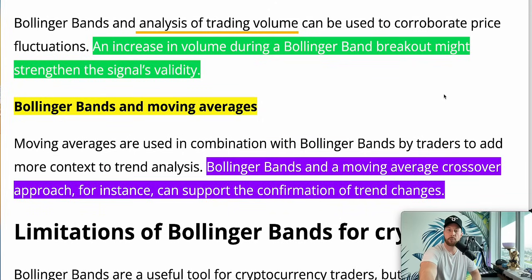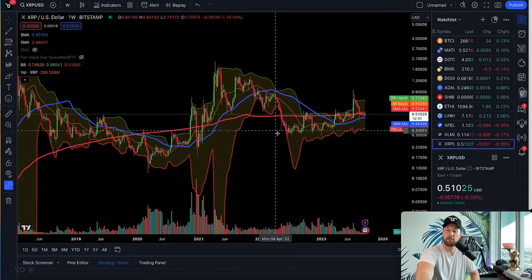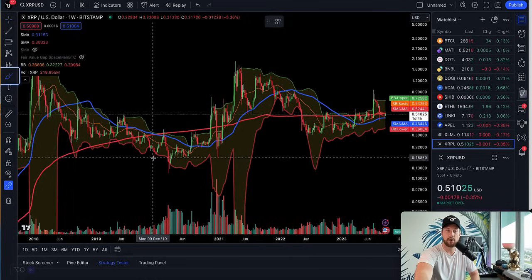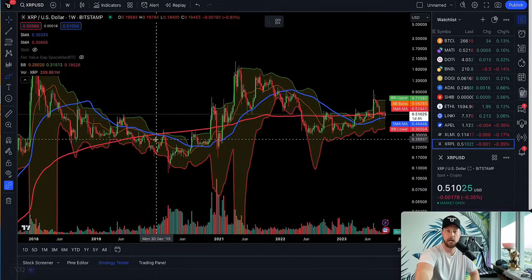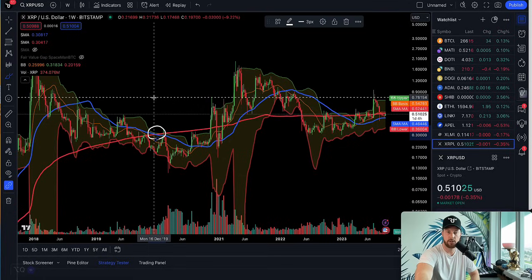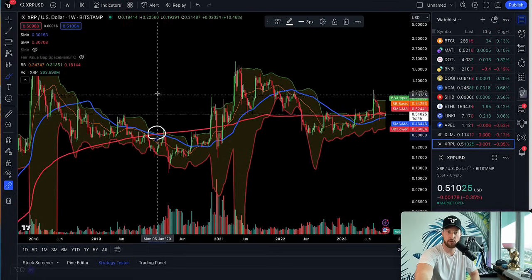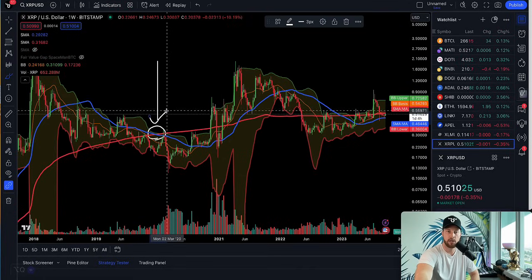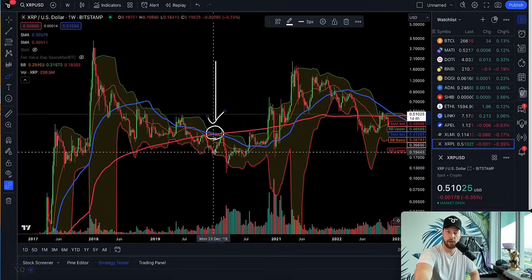Now, also looking at Bollinger Bands and moving averages, okay? Moving averages is one of the best, because looking at Bollinger Bands and moving average crossovers will give you a solid approach. For instance, this can support the confirmation of a trend change. So let's talk about moving average crossovers with XRP. Right here, we see the 50-day SMA and the 200-day SMA in blue and red. And the last time that we saw the 50 cross below the 200 was back in December, January of 2020, right here. And so this signaled that there was a trend reversal taking place.